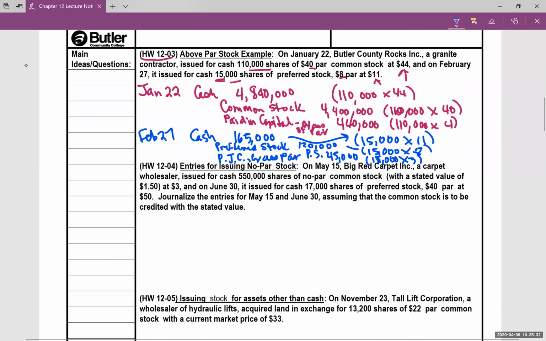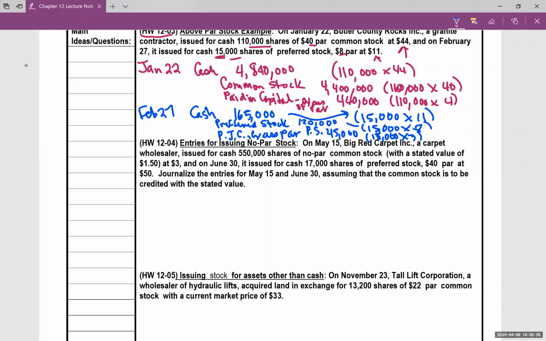Okay, 12.4, entries for issuing no par stock. On May 15th, Big Red Carpet, a carpet wholesaler, issued 550 shares of no par common stock with a stated value of $1.50 at $3. And on June 30th, it issued 17,000 shares of preferred stock, $40 par at $50. Journalize the entries for May 15th and June 30th, assuming that the common stock is to be credited with the stated value. Okay, this is just a really different way of saying it's like no par stock, but instead of saying a par value, they said the stated value.